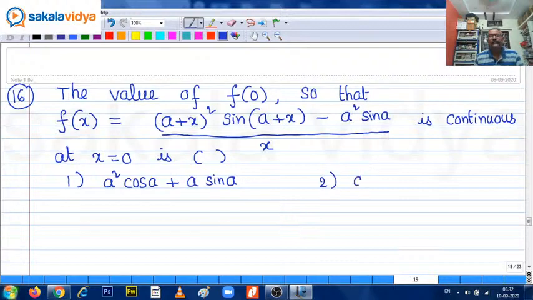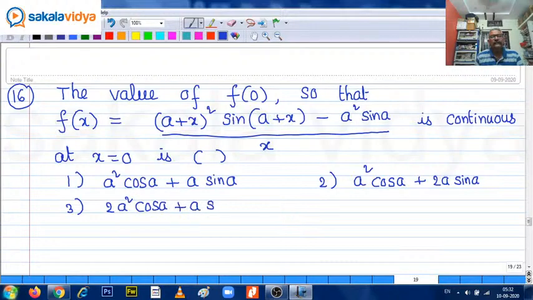Second, a square cos a plus 2a sin a. Third, 2a square cos a plus a sin a. Fourth is none. Yes, 16th question.